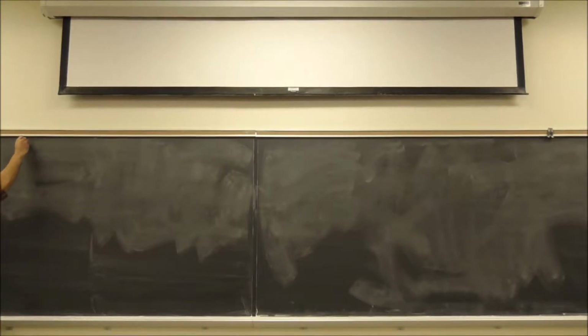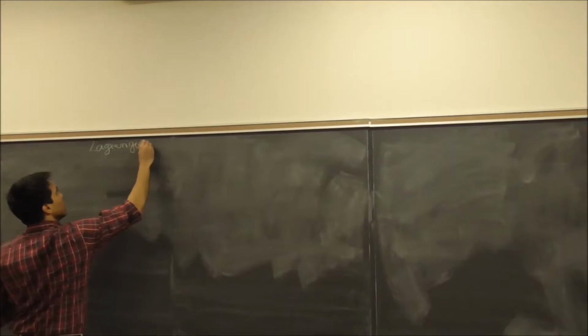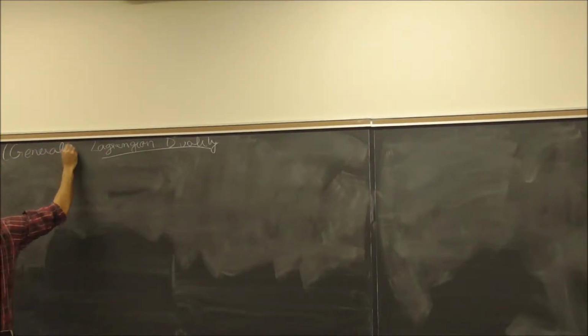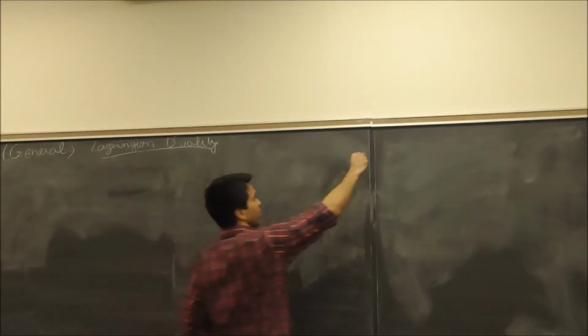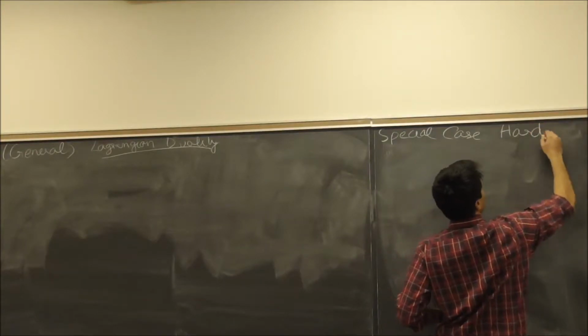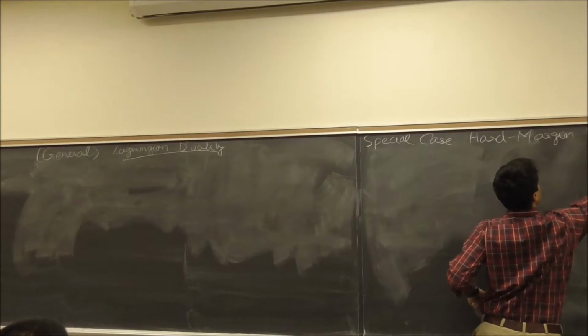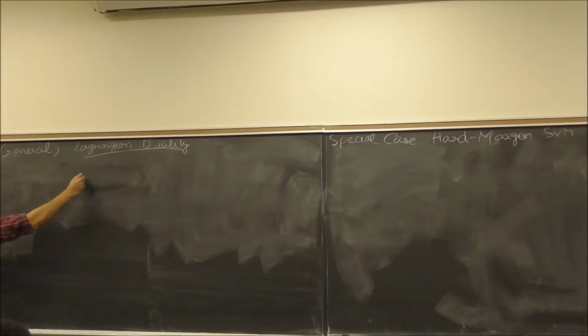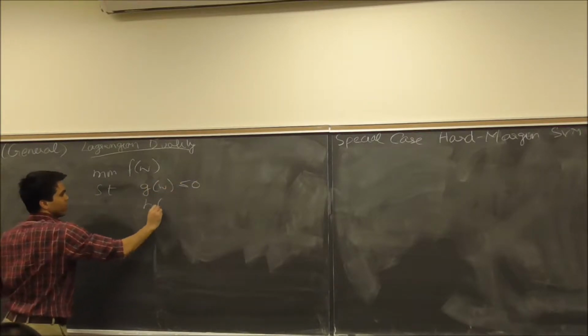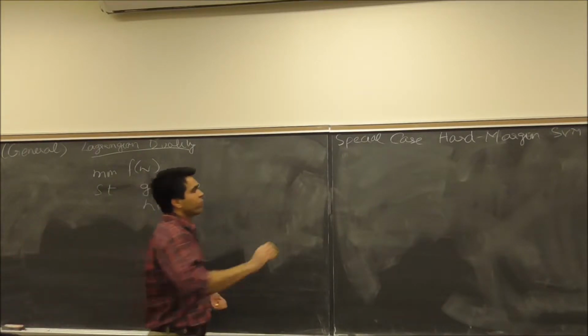Alright, let's get started. What I want to do today is start from where we left off last time on Lagrangian duality and derive the SVM dual. The general problem was: minimize some f of w such that g of w satisfies some inequality constraints and h of w some equality constraints. That's the most general problem, and what we wrote down for an SVM was this.